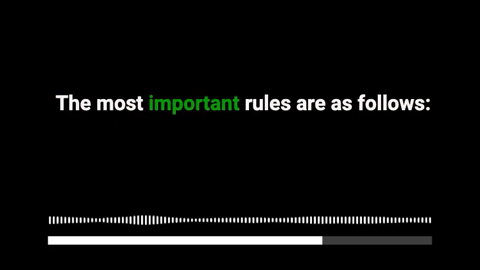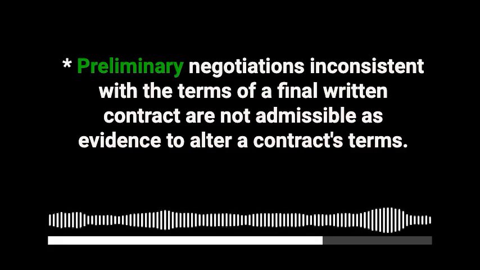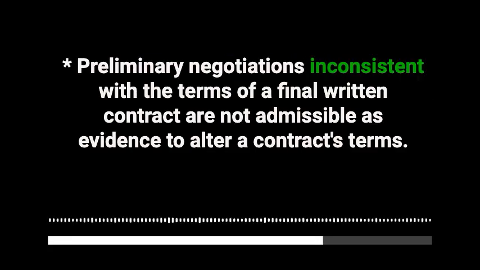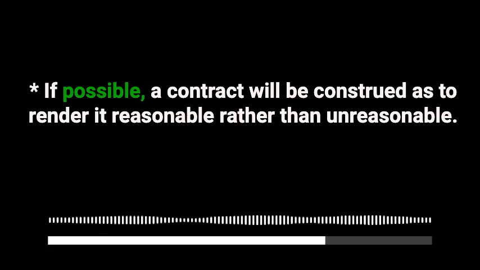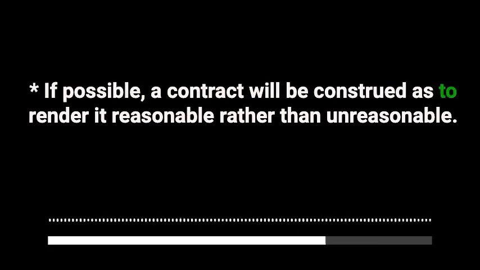The most important rules are as follows. Preliminary negotiations inconsistent with the terms of a final written contract are not admissible as evidence to alter a contract's terms. A contract is interpreted as a whole, and all writings forming a part of the same transaction are interpreted together. If possible, a contract will be construed so as to render it reasonable rather than unreasonable.